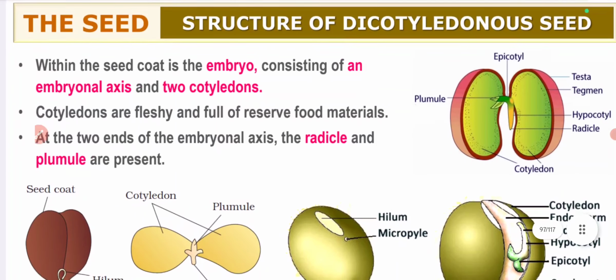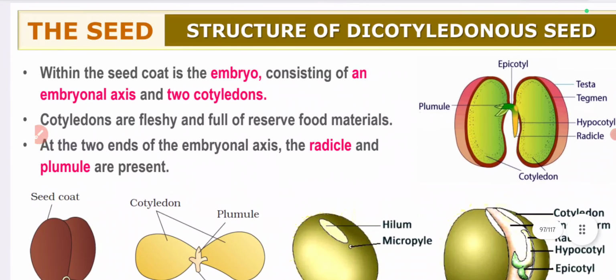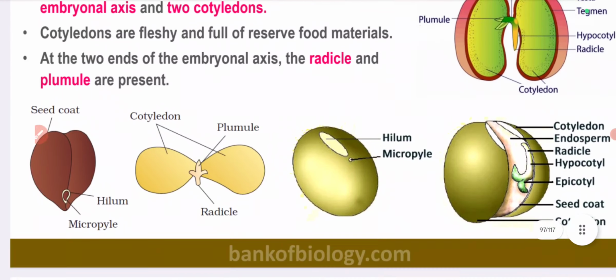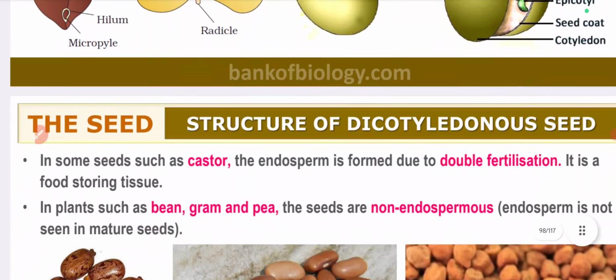Next, structure of a dicotyledonous seed. Within the seed coat is the embryo consisting of an embryonal axis and two cotyledons. Cotyledons are fleshy and full of reserved food material. At the two ends of the embryonal axis, the radicle and plumule are present.